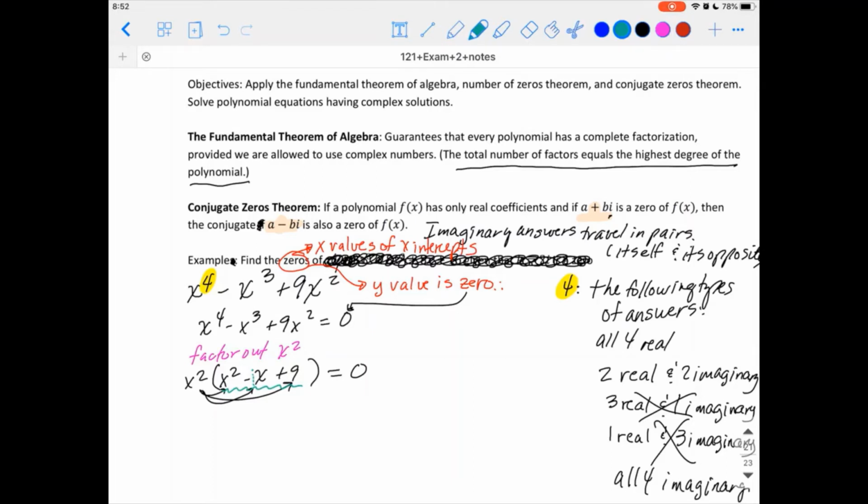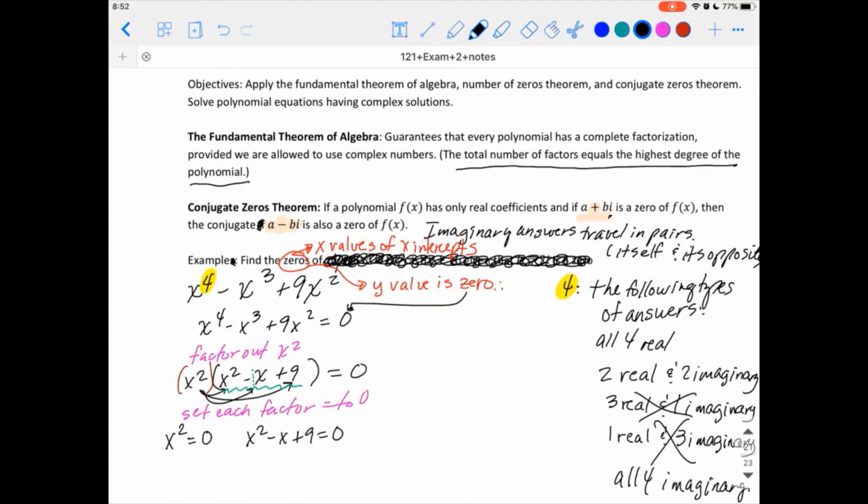Before we do that, this is technically factored, so I'm going to put here so that we can reiterate that this x squared and that parentheses are being multiplied. Technically now we set each factor equal to 0. So we have x squared is equal to 0, and we're going to have x squared minus x plus 9 is equal to 0.